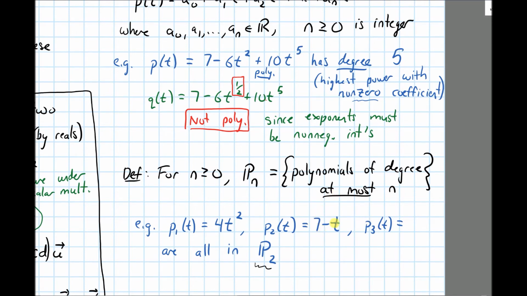I could also have something of smaller degree. I could have something with just a constant term, like 7. We actually say that this has degree 0. This is degree 0 because this is technically 7 times t to the 0. So the highest power of t here is actually 0. But that still is in P2, because it's still a polynomial of degree at most 2. So it turns out that Pn is a vector space. So let's do an example where we look at that.